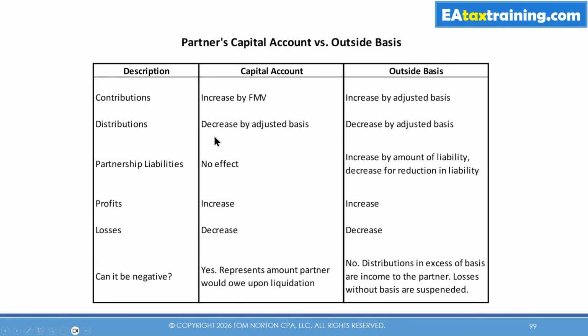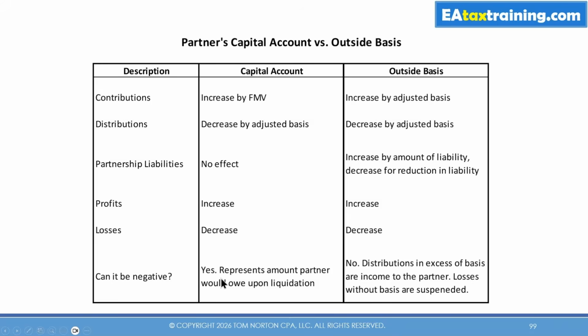Distributions decrease your capital account and your outside basis by the adjusted basis of the property distributed. Partnership liabilities have no effect on the capital account, but partnership liabilities increase outside basis as the liability increases, and they decrease outside basis as the liability decreases. Then profits increase both capital accounts and outside basis. Losses decrease both capital accounts and outside basis. And then, can it be negative?